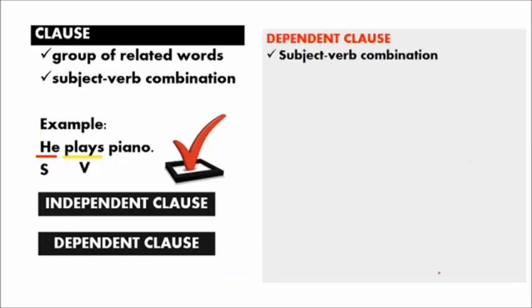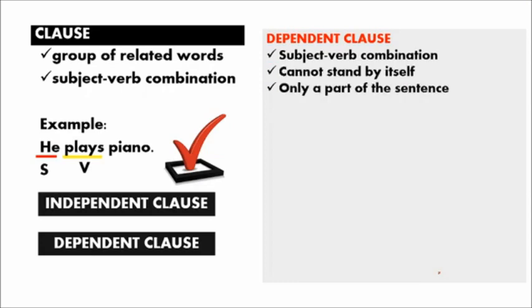Now let's proceed with a dependent clause. A dependent clause is a group of related words. It has a subject and a verb, and it cannot stand by itself. It is only a part of the sentence, and it needs to be attached to the other part of the sentence for it to have a sense. Consider the example here. When he likes. Group of words. It has a subject and then a verb, and it cannot be understood. It needs something for it to have a complete meaning, so let's attach it to an independent clause.